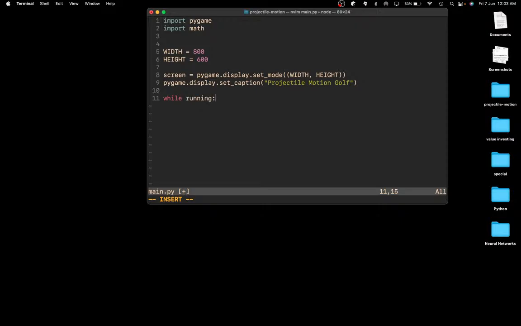So while running, pass, and we can then just set running to true. So for event in pygame.event.get, if event.type equals pygame.QUIT, running equals false. Alright, done. That's all the code that we need to write for the game loop, I guess.